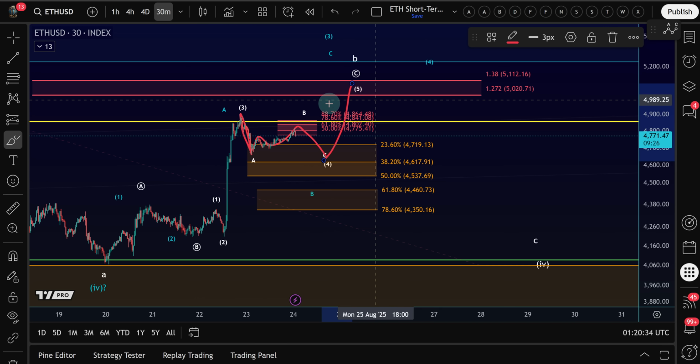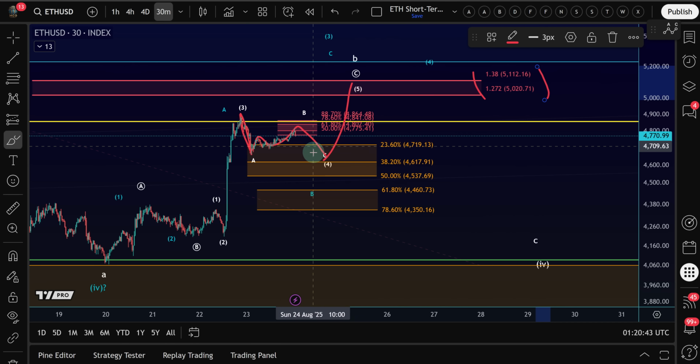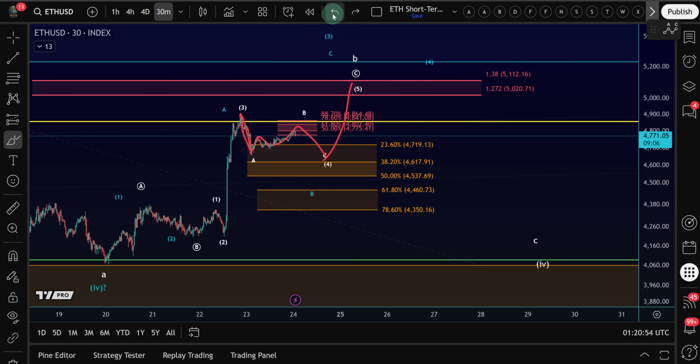Okay, and then the next upside resistances are between $5,020 and $5,112. Ultimately, immediate upside is likely as long as we're holding above that first pivot, the lower boundary of that upper support area at $4,537.